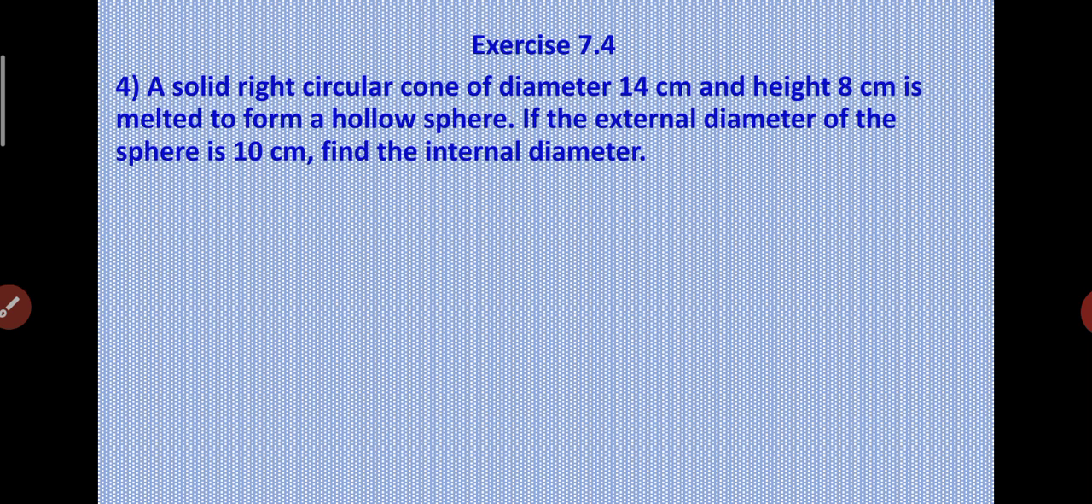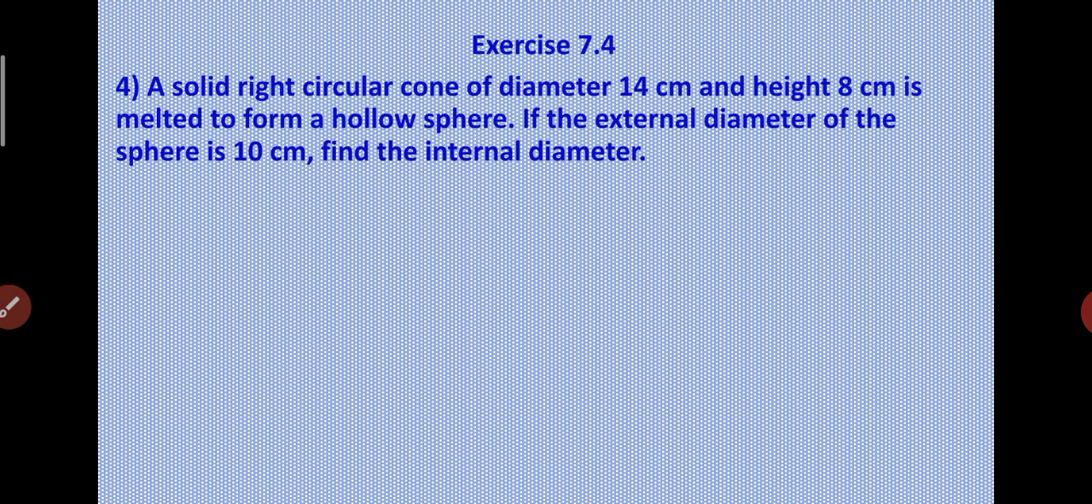Such a cone was melted to form a hollow sphere. So hollow sphere means it has external radius and internal radius, isn't it? The external diameter of the hollow sphere is given as 10 centimeter. So from the external diameter we can find the external radius. So external radius capital R is 5 centimeter.